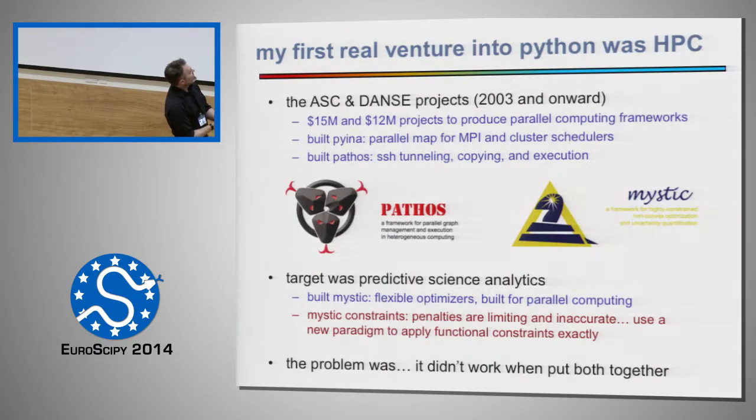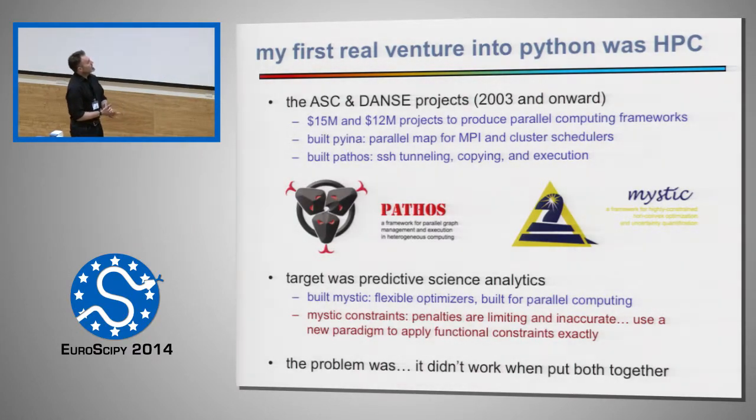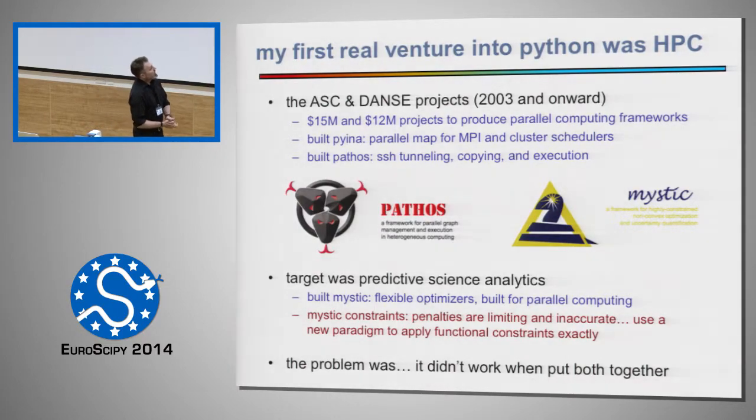On these two big projects, ASC and the DANSE projects, both were very large academic projects that produced parallel computing frameworks. I primarily built an MPI parallel map implementation to launch Python code on cluster schedulers, Torque, Slurm, etc. I built Pathos, which does SSH tunneling, copying, and execution. It also has a parallel map and pipe execution, so it's nice programming model type work. They both follow the multiprocessing interface with pools and so on.